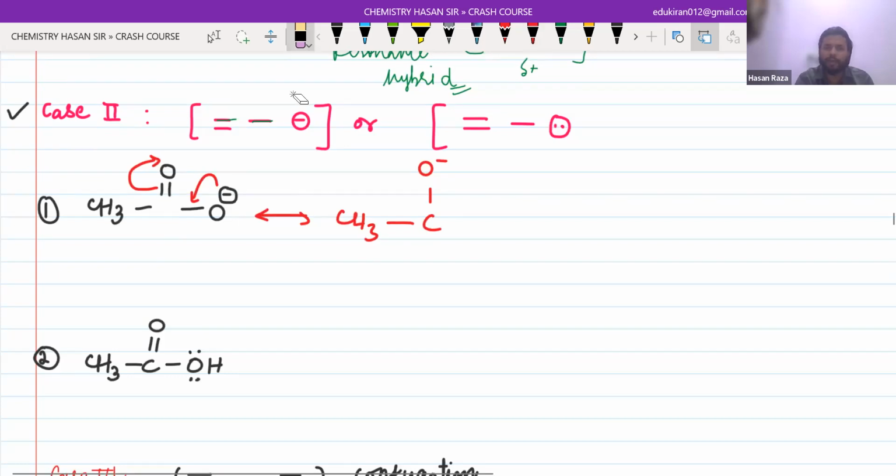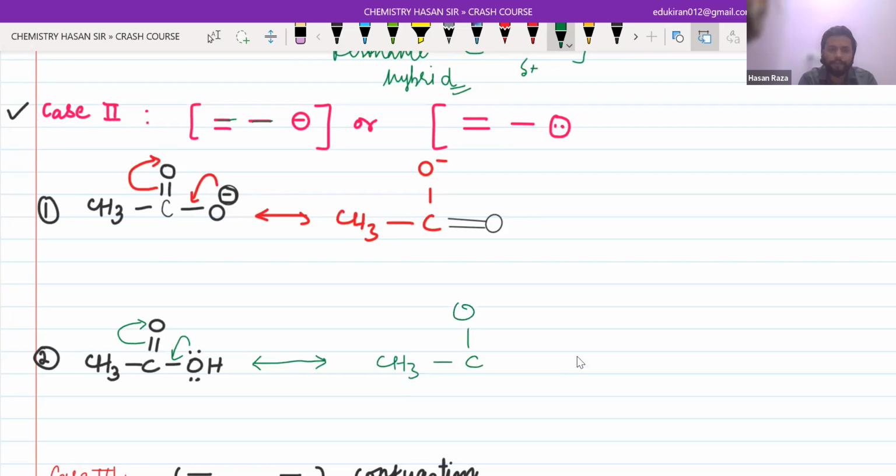So what will happen here? Since there will be positive charge, and this oxygen is gonna donate its electron, there will be negative charge. So negative and positive cancelled each other. So this is the resonating structure. Now, if you want to do this, you can do the same. You can see CH3, and then there will be OH positive.